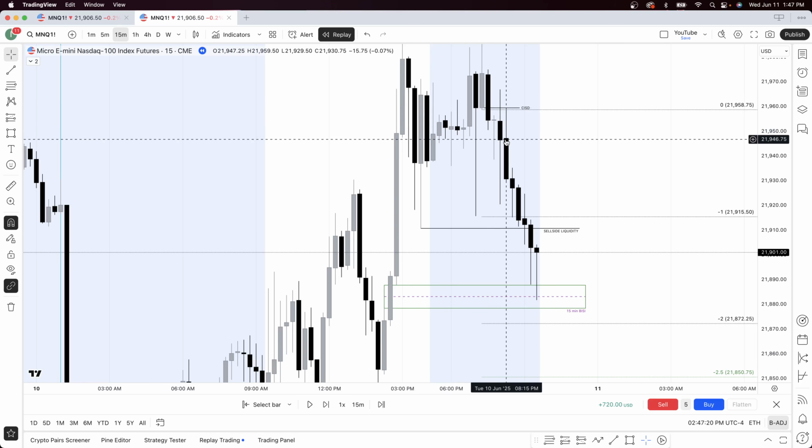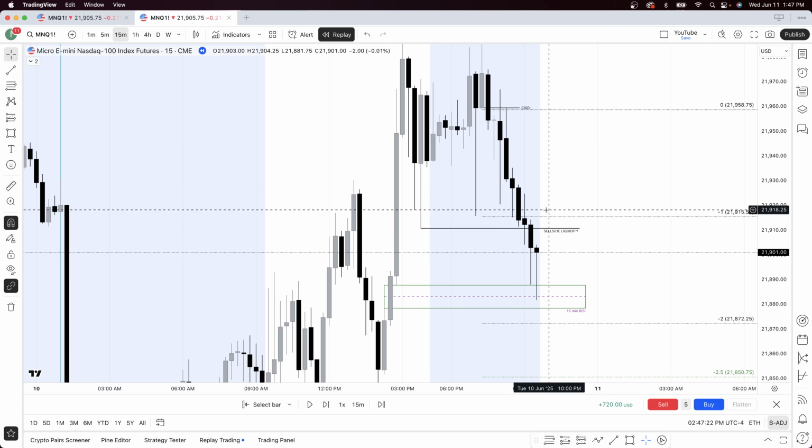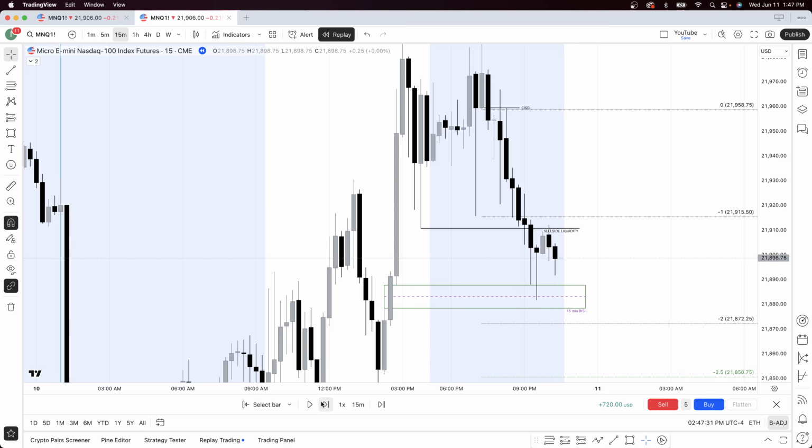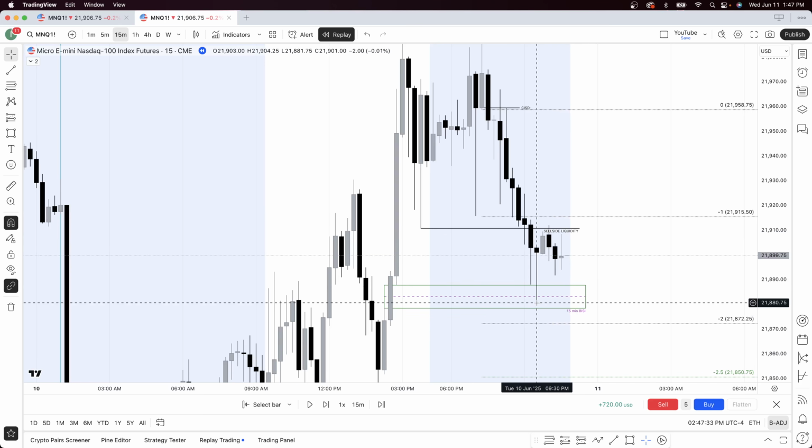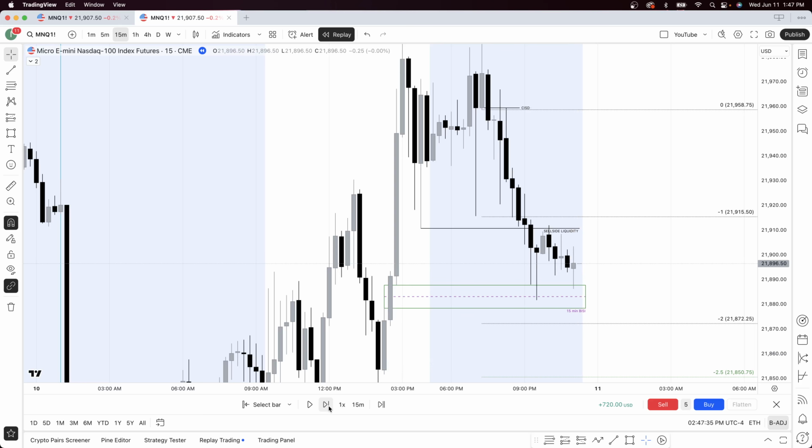I was in this trade from 8 p.m. till, I think I held this till about 10 p.m., 9:45, 10. So almost 2 hours in this trade. And then you can see we make this low, Asia session low. Ultimately, that becomes our Asia session low.